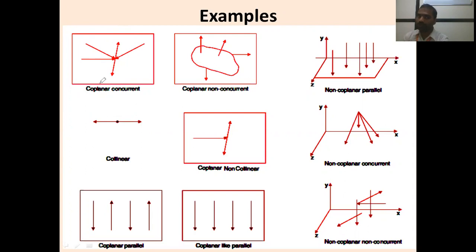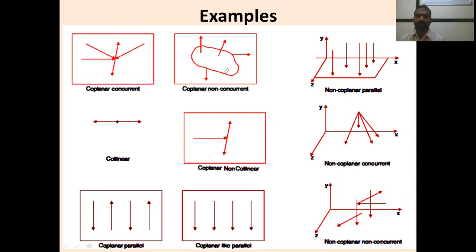So this is a coplanar force system as well as a concurrent force system. Why coplanar? Because all the forces are lying in the same plane. And why is it concurrent? Because all the forces are meeting at one point. Then such a force system is called a coplanar concurrent force system.